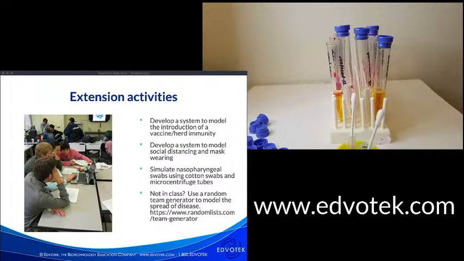One last thing is if you're not in class, you can actually use a random team generator. I linked one on this slide. So you can have your students try 10 students versus 50 students. Again, in groups of 2, have them go through multiple rounds of connections. And then you can assign your students a random person who is the person who's infected, and then they track the virus spread through that population.